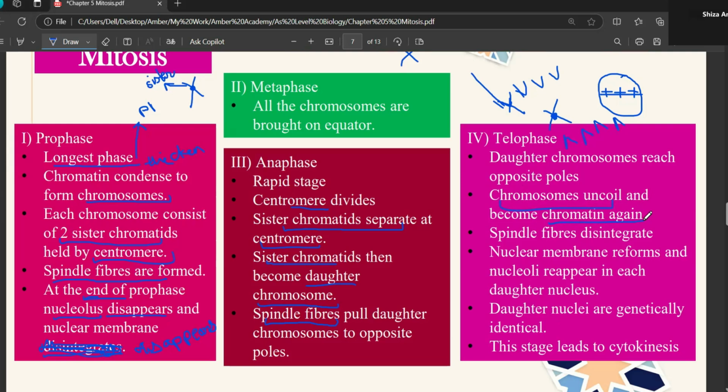Okay? Then again spindle fibers will disintegrate. Do not write this word disintegrate. Write spindle fibers disappear. Okay? This word is very big, I should have changed it in my slide too. Disappear. So spindle fibers will now disappear because they are no longer functional.